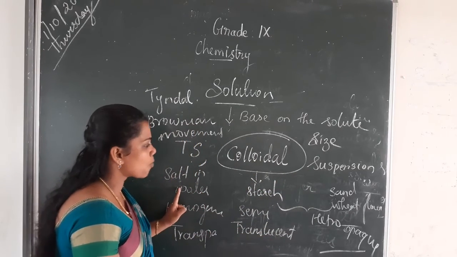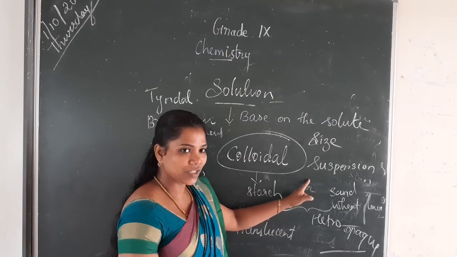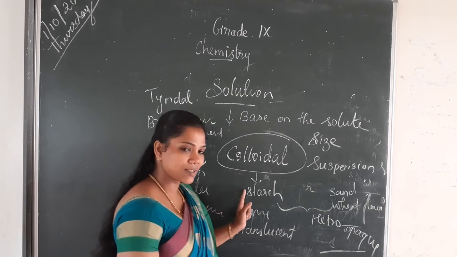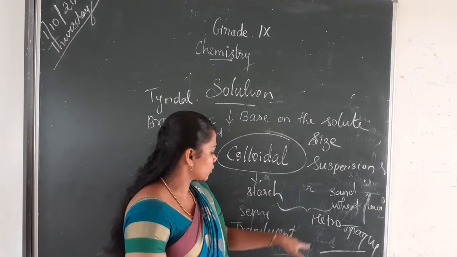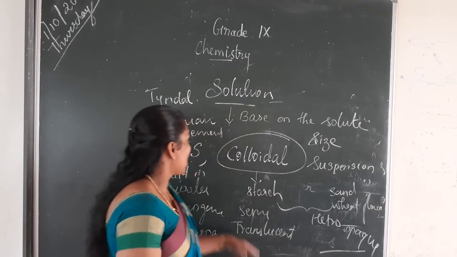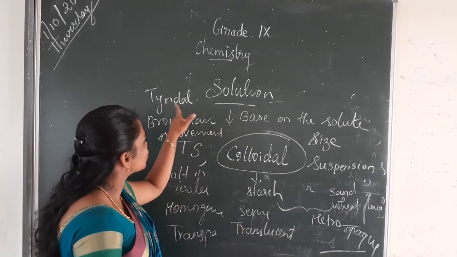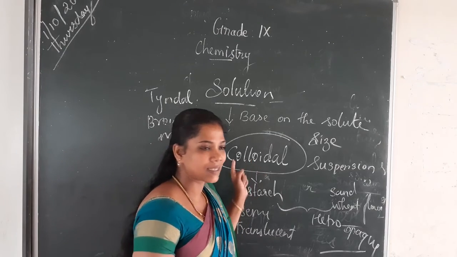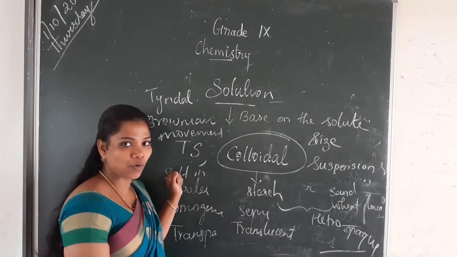The true solution forms a homogeneous mixture. These two form heterogeneous mixtures. The next one, this is very transparent. This is translucent or semi-transparent. This shows both transparent and translucent parts, so it is called opaque in nature. And the colloid exhibits two important properties: Tyndall effect and Brownian movement. In the next class we will see what the Tyndall effect and Brownian movement are.